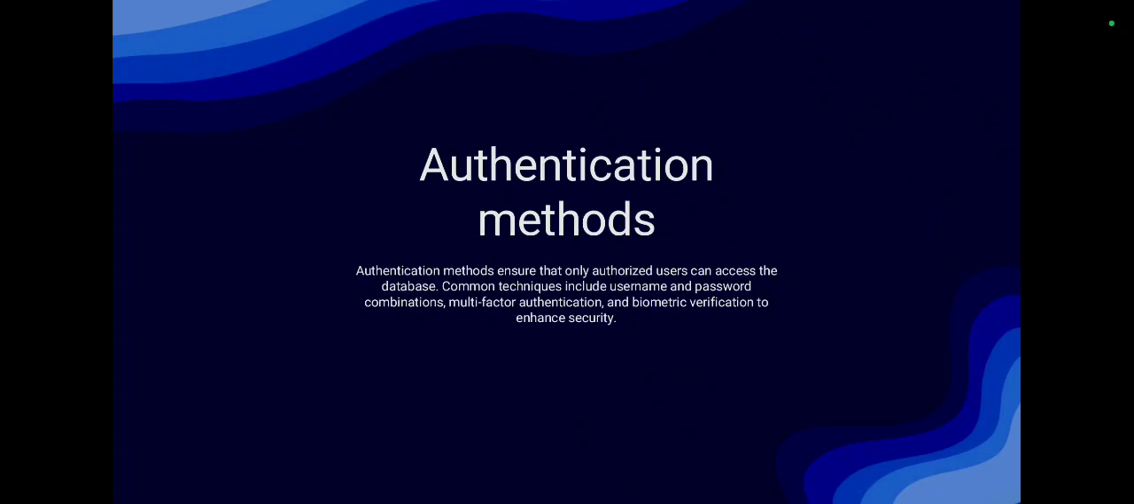So what can I do to prevent unauthorized access? Database use authorization. There are techniques such as usernames and passwords, the most basic method I can give for authorization. There is also multi-factor authentication, MFA, which adds an extra security layer. And if you are using biometric verification, it is the most enhanced version of security that you can give: fingerprints, facial recognition, voice recognition, whatever you can. So that's where the authentication methods come in.